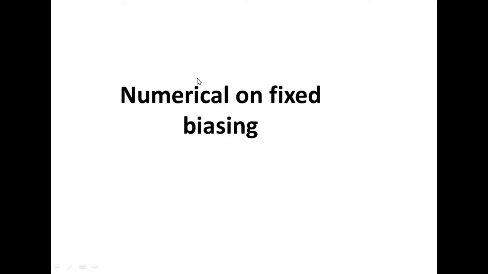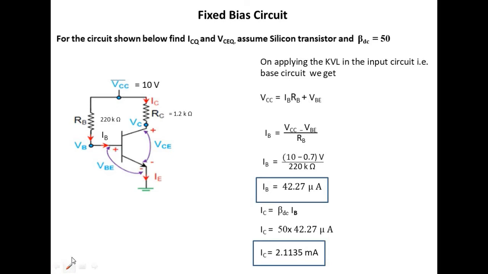Now let us solve some numericals on fixed biasing circuits. For the circuit shown below, find ICQ and VCEQ. Q for quiescent point. Assume silicon transistor and beta DC is equal to 50.